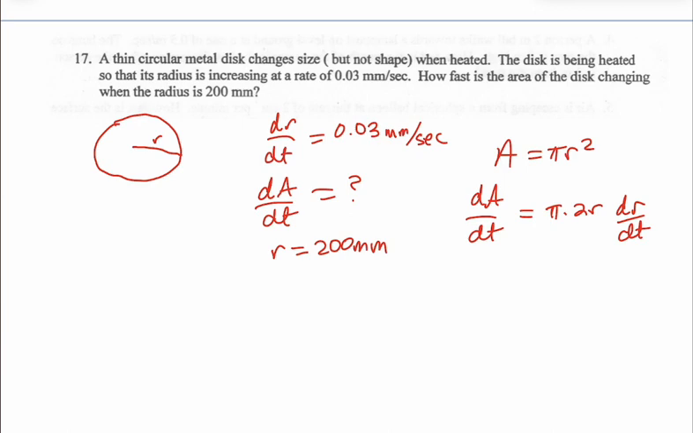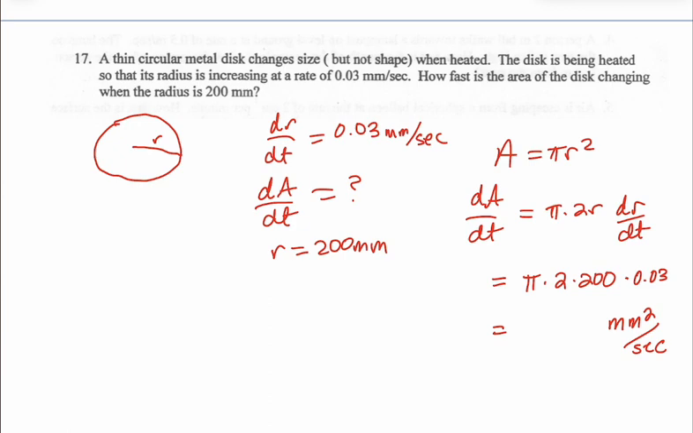Do we know dA/dt? No, that's what we're looking for. But do we know everything else? Yes, we know the radius is 200. We know the dr/dt is 0.03. Let's stick in what we know. So that's pi times 2 times 200 times 0.03. And you could even put the units if you want. That does tell us that our units are square millimeters per second.